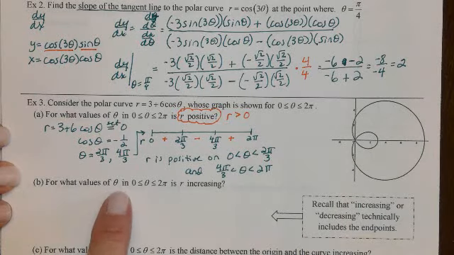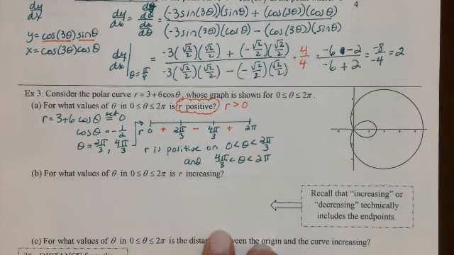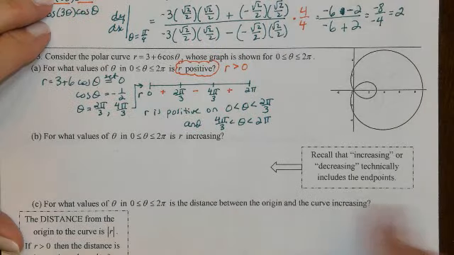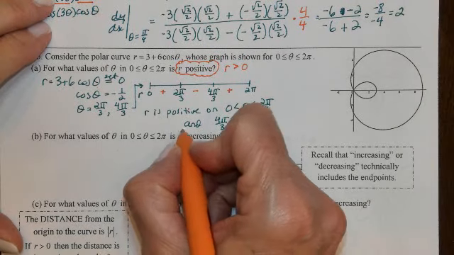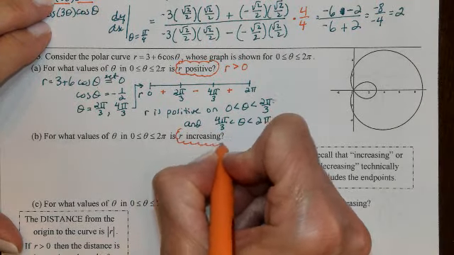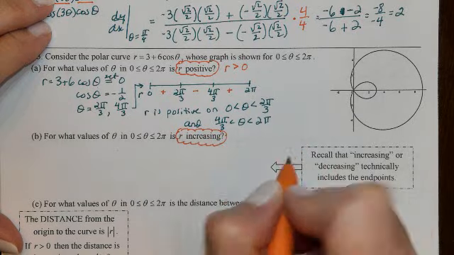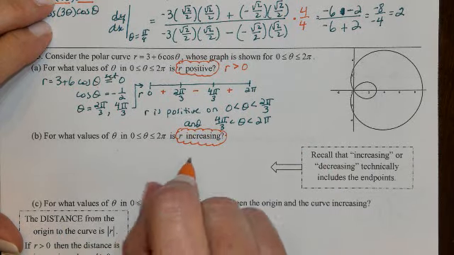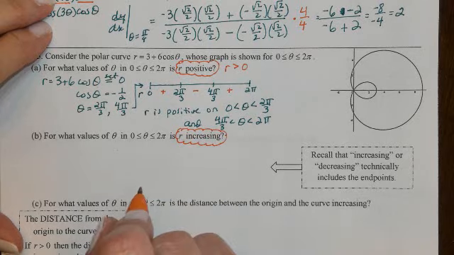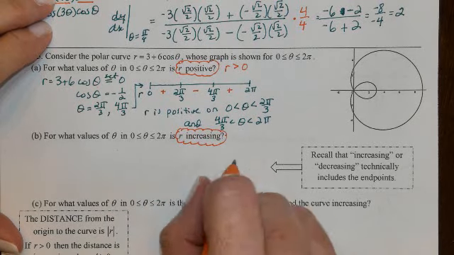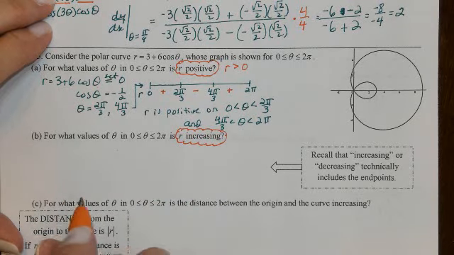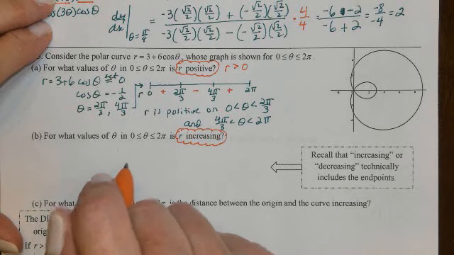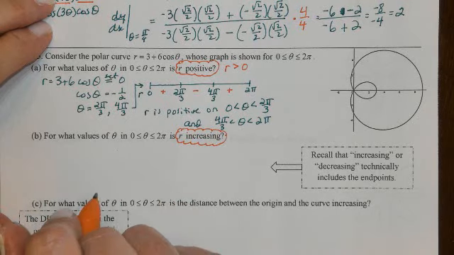Part B, for what values of theta in between 0 and 2 pi is r increasing? So this time we want r to be increasing. Well, in class I usually say, okay, everybody, close your eyes. How can you tell if any function is increasing? What was our test? What did we use way back in function analysis? How can we tell when any function is increasing?